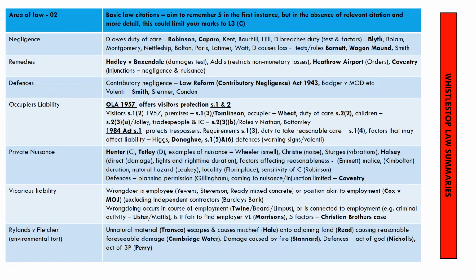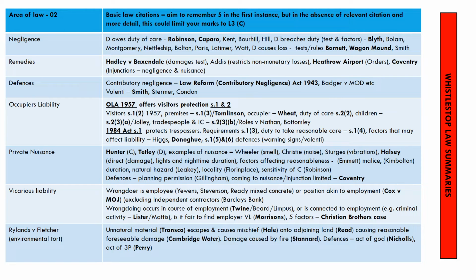So Section 1, subsection 3 lists the requirements that need to be satisfied for a duty to be imposed on an occupier. Section 1.4 are the factors that may affect the liability, and then Section 1, subsections 5 and 6 list the two main defences, warning signs and volenti.